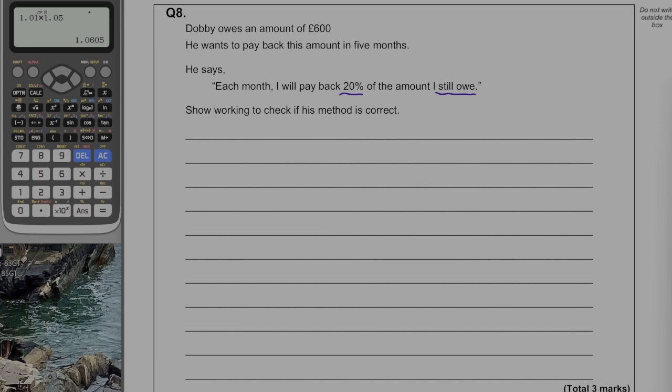so let's look at how much he pays back. So we're going to say that 600 times by 20% means we'll keep track of what he has left. So if he's paying back 20% each time, if we do that to the power of 5, that will tell us how much he's paid back.